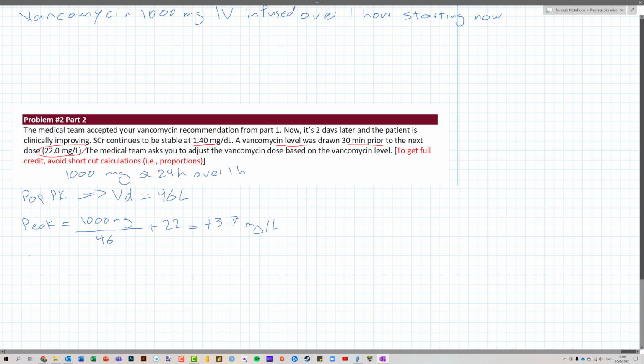Okay, and then we can calculate a new K. In the previous part, our K was completely from population kinetics. Now this is semi-population kinetics, because this 46 is still coming from population PK, but this 22 is coming from the patient. So we're going to have an improved K, because we're going to use this to calculate a new K. This is essentially ln of peak, which is 43.7, divided by the trough, which is 22, and the time between two levels, right?